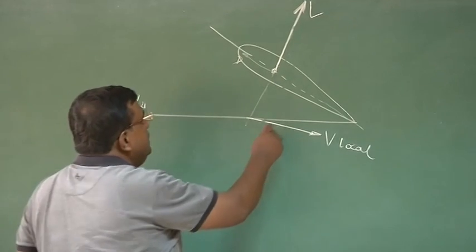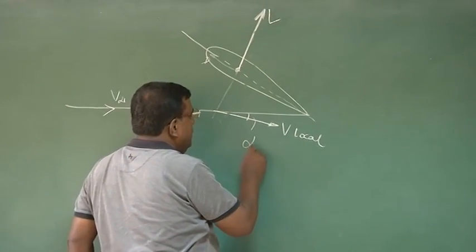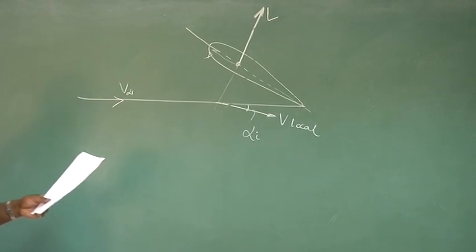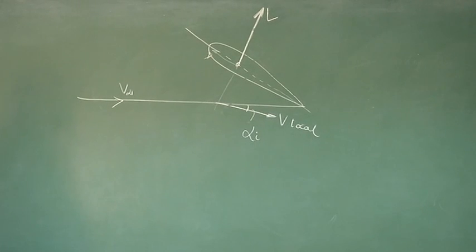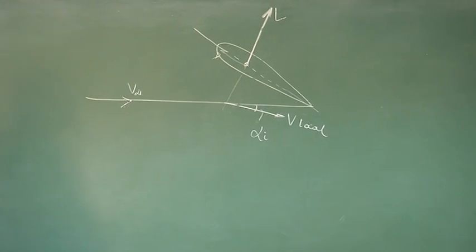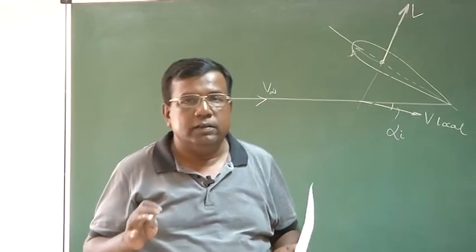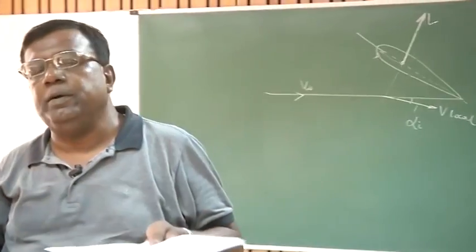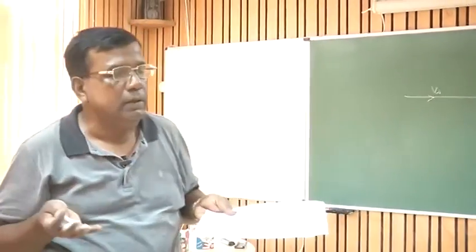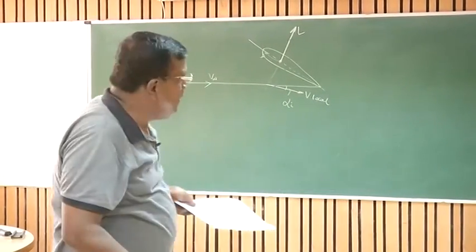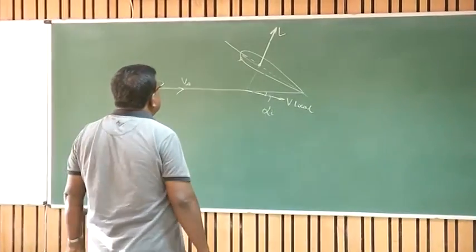And this angle, that tilt in the velocity vector, is called the induced angle of attack. Who has induced this? It's induced by the downwash. Why has downwash come? Because of vortices. Why have vortices come? Because of the pressure difference between the bottom and the top portion. Why do you need a pressure difference? Because I want lift, right? So it is alpha induced.